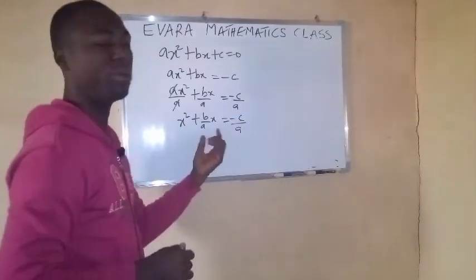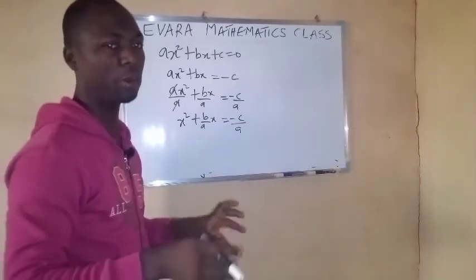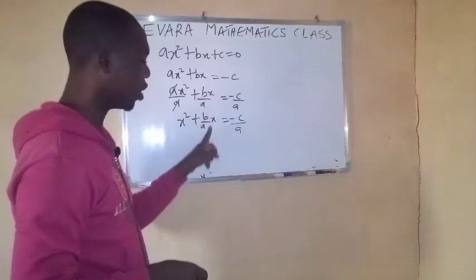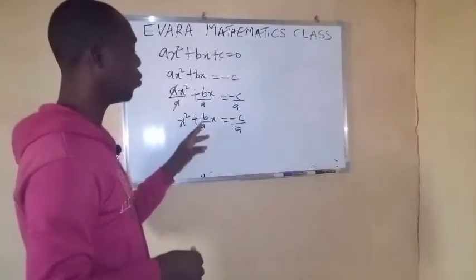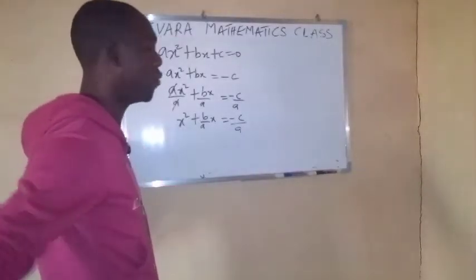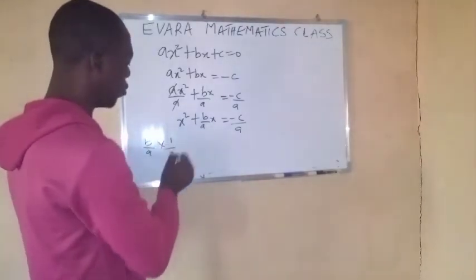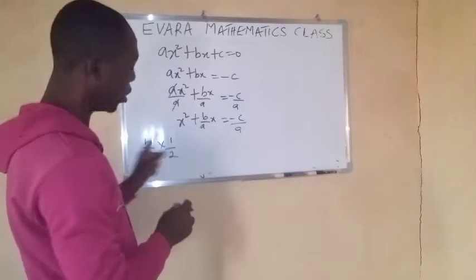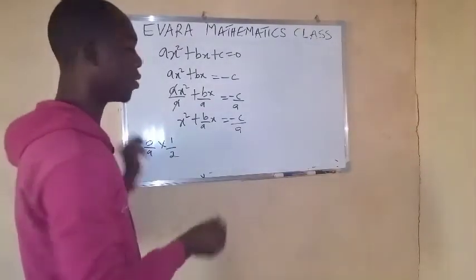Next is to make the left hand side a perfect square. So how do you make an expression a perfect square? You pick the coefficient of the unsquared letter, then you multiply it by 1 over 2. The coefficient here is b over a. If you multiply b over a by 1 over 2, b times 1 is b, a times 2 is 2a. That is b over 2a.